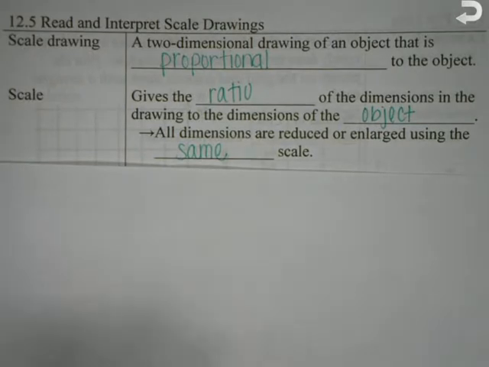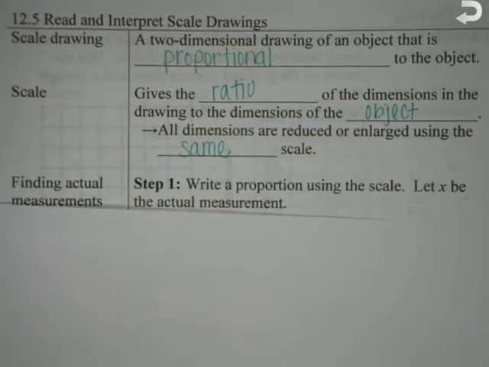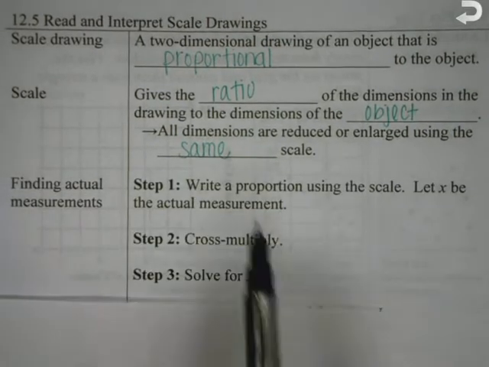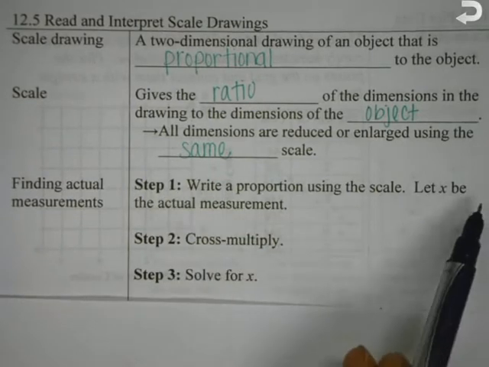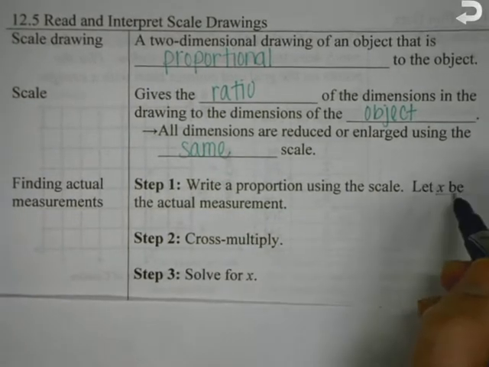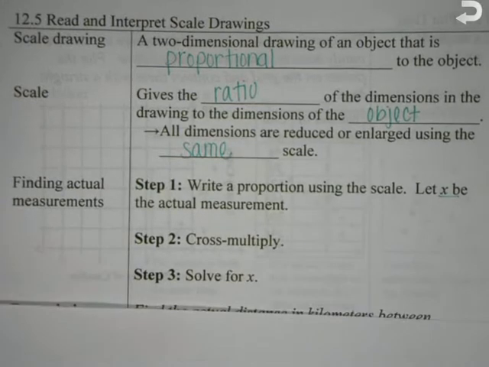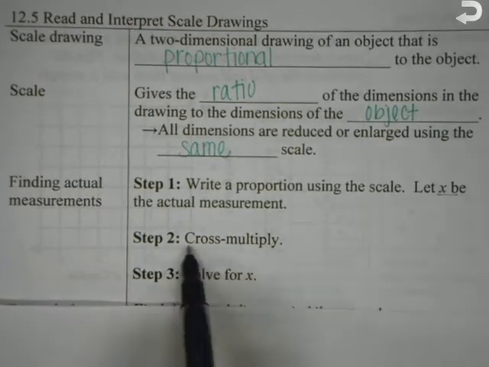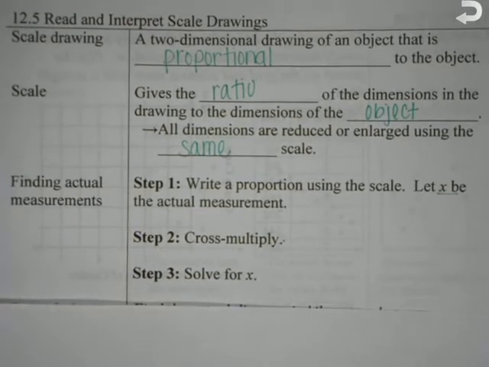So we have a couple steps, and we don't have to fill in the blanks here. I gave them to you. Step 1, you are going to write a proportion using the scale, and you're going to let x be the actual measurement. So we're going to create a proportion using the scale they give us, and then the actual measurement that we want to find is going to be our variable x. We're going to cross multiply and then solve for x. And we're always going to set up these proportions the same.